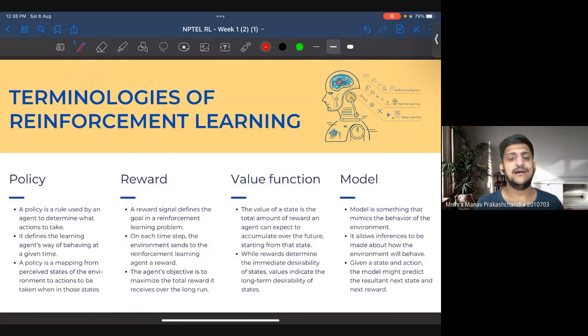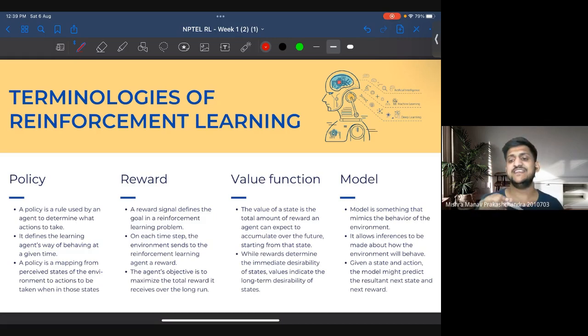The third terminology, which we'll look at later, is something known as a value function, which is typically used in value-based methods. The value of a state is the total amount of reward an agent can expect to accumulate over the future. It's the expectation of the rewards that the agent can accumulate. So while rewards determine the immediate desirability, the values indicate the long-term desirability.